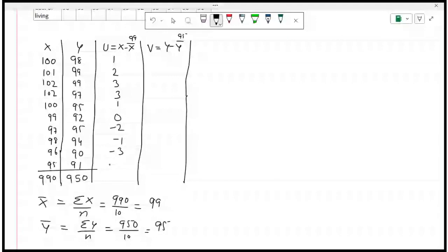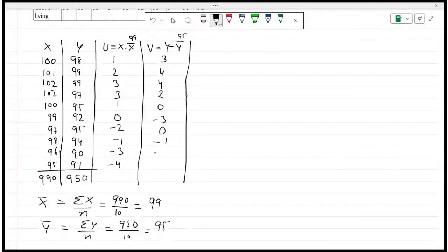Now in the same way I will calculate v. v is y minus 95. So y values minus 95. 98 minus 95, 3. 99 minus 95, 4. 99 minus 95, 4. 97 minus 95, 2. 95 minus 95, 0. 92 minus 95, minus 3. 95 minus 95, 0. 94 minus 95, minus 1. 90 minus 95, minus 5. 91 minus 95, minus 4.